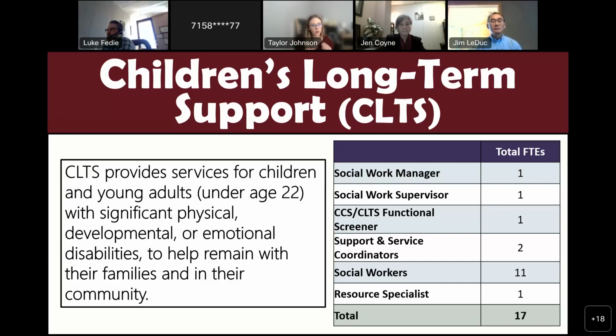CLTS actually has its own form of Medicaid. So if a child is enrolled and they do not qualify for BadgerCare because of their parents' income, we can provide them with a source of Medicaid just through being enrolled in our program.